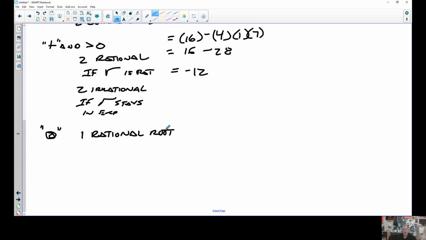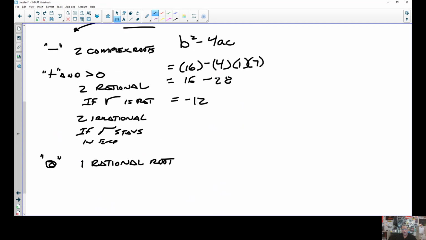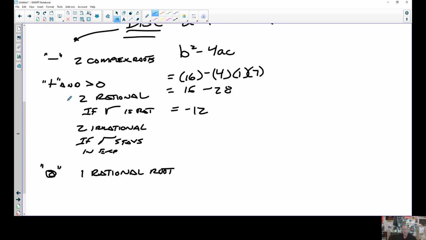So in this case, we've got 2 complex roots. Again, the idea of 2 rational roots is, say we get something like the square root of 16. That equals plus or minus 4. So 2 irrational roots would be something like the square root of 8, where we know that is going to be 2 root 2. This would be 2 irrational roots, just to touch on that a little bit more.